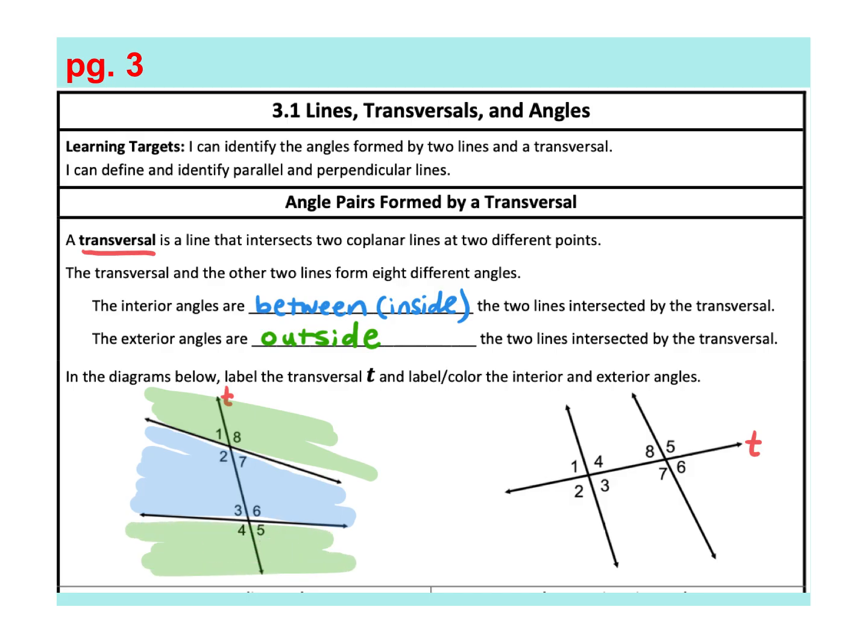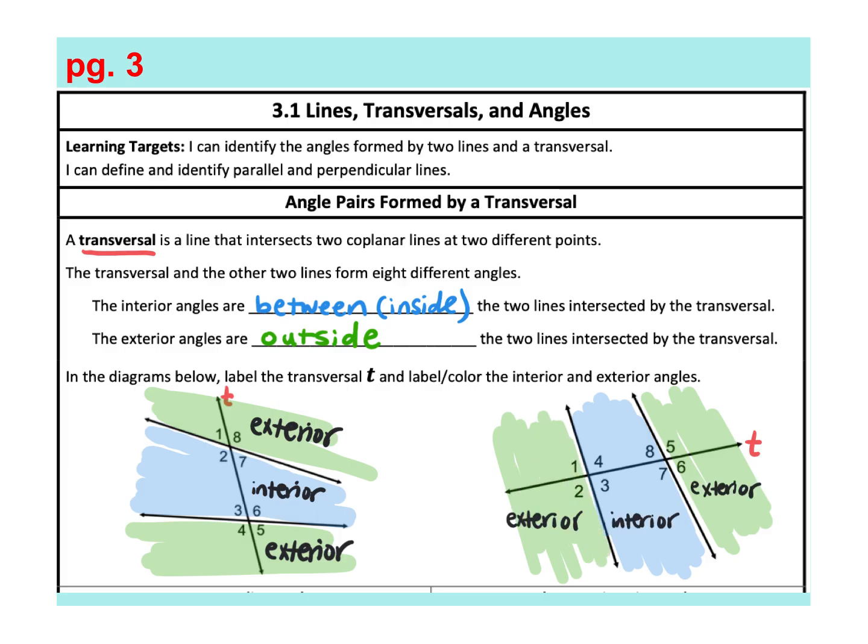And then let's label those. Interior between the two lines, exterior outside the two lines. And then in our other picture over here, we have interior now. If I want to be between the two lines, now the interior is this part. And then exterior outside the two lines would be over here.